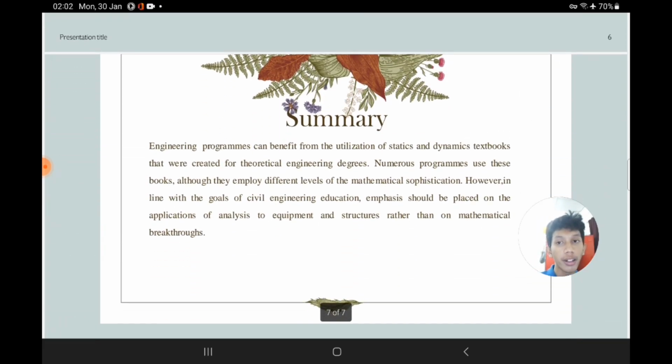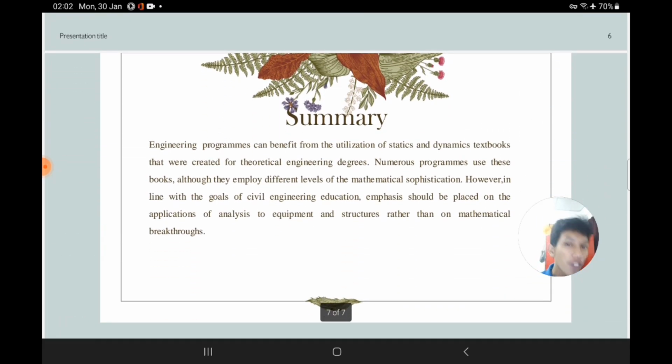In conclusion, engineering programs can benefit from the utilization of statics and dynamics textbooks. They were created for theoretical engineering degrees. Numerous programs use this book, although they employ different levels of mathematical sophistication. However, in line with the goals of civil engineering education, emphasis should be placed on the application of analysis to equipment and structures rather than mathematical breakthrough. And that's all for our group presentation. Thank you for listening.